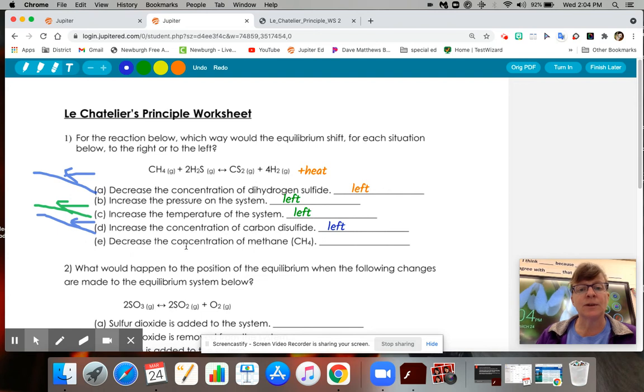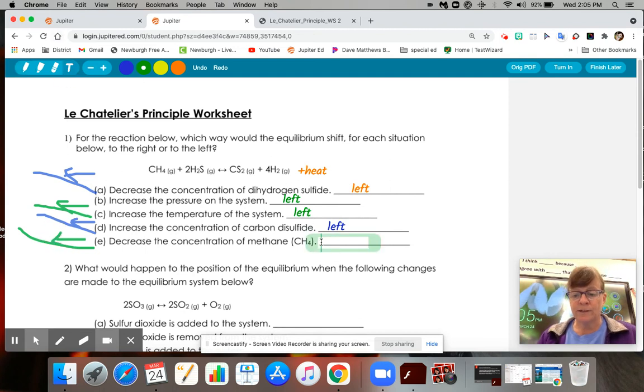Okay, next, decrease the concentration of methane. Methane is over here on the left. Decreasing is like removing weight. So if I'm decreasing or removing weight from this side, what's going to happen? Let's get a different color. It's going to tip up, right? It's like a kid getting off that side. So again, it's going to shift left.